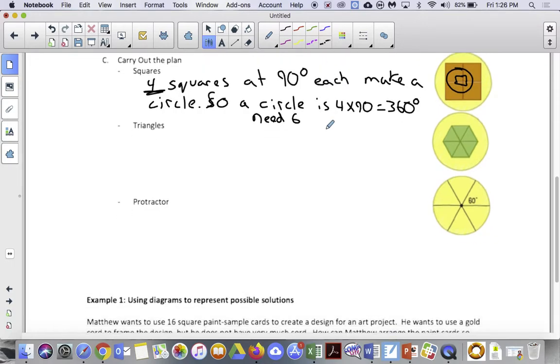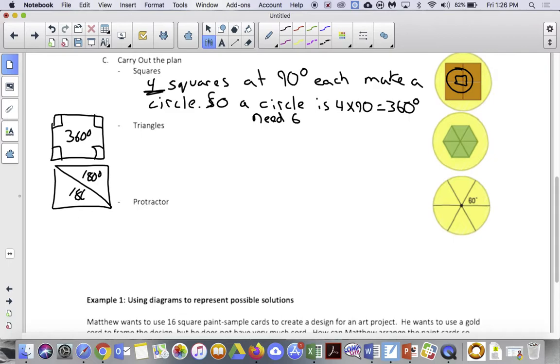Well, a square is 90, 90, 90, 90, which is 360 degrees. But a triangle is half a square, which would be 180 degrees. So every single triangle adds up to 180 degrees. And how many corners are in a triangle? It would be 1, 2, 3. So I would take 180 degrees, divide by 3, and I would get 60 degrees for every corner of a triangle.